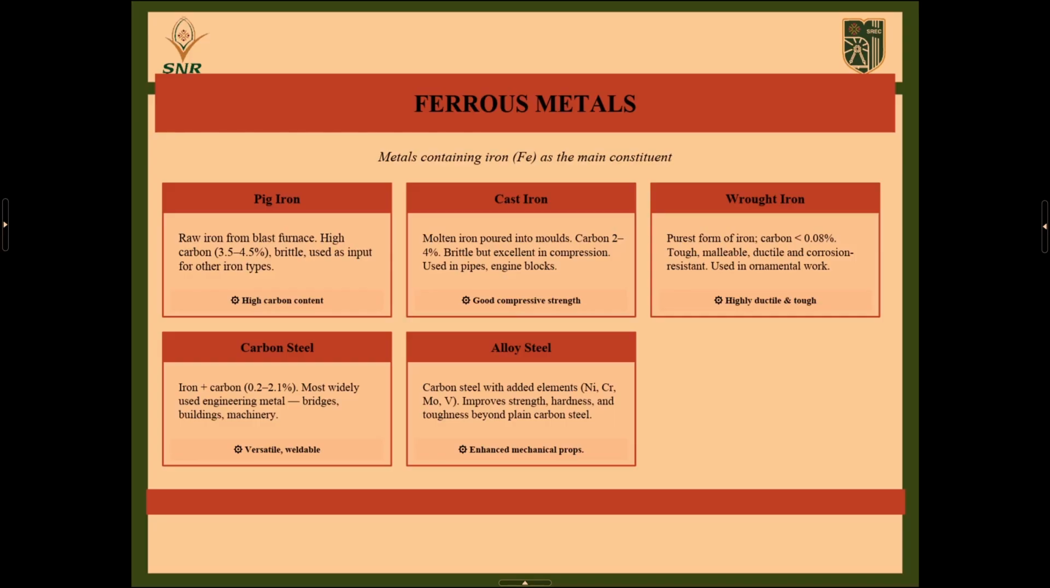Carbon steel is iron with carbon content of 0.2 to 2.1%. This is the most widely used engineering material in the world. It is weldable, machinable, and we use it in all engineering applications. Alloy steel is carbon steel with added elements like nickel, chromium, molybdenum and vanadium. This addition greatly improves strength, hardness and toughness. It is used for gear wheels, turbine blades and high performance structures.